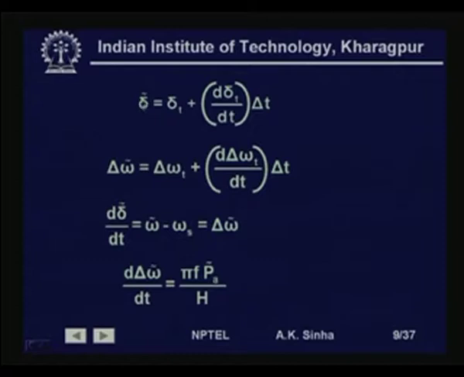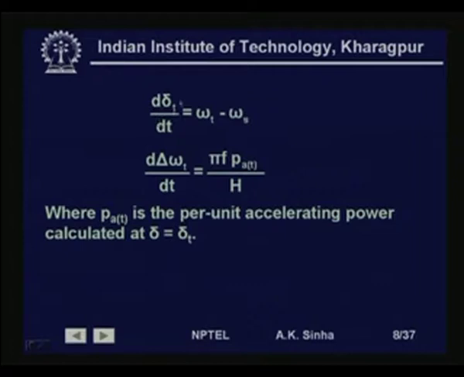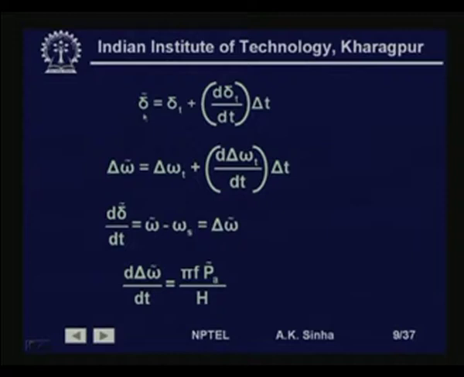So, now what we do, we have the initial values, we can get from this point. Now, at the end of the interval we can get the values as delta hat is equal to delta t plus d delta t by dt into delta t. This is the value at the end of the interval, where delta t is our time step, and delta omega hat is equal to delta omega t plus d delta omega t by dt into delta t. So, now what we have got is these two values at the end of the interval.